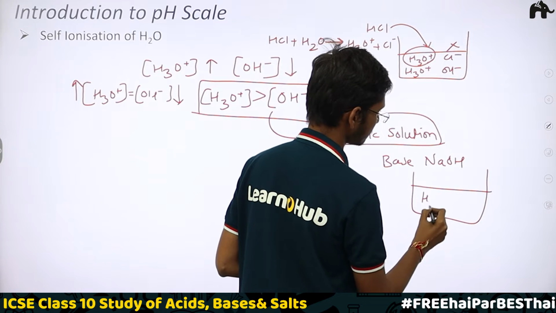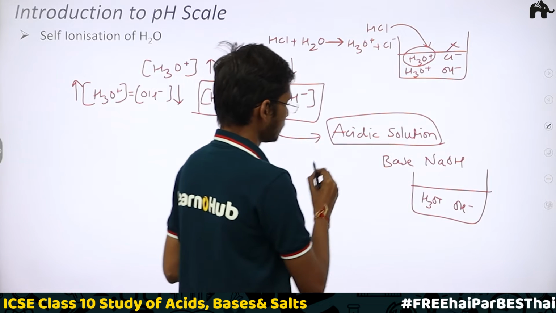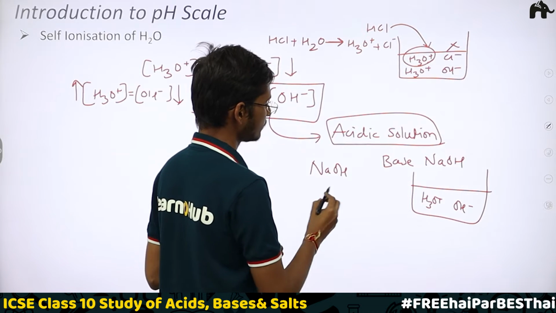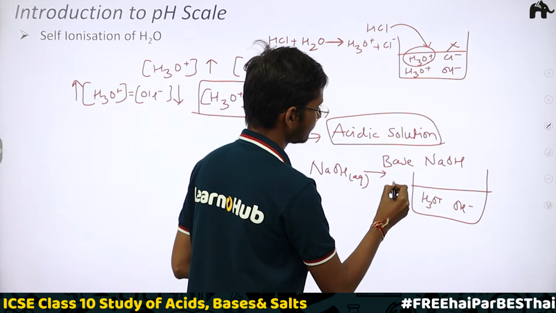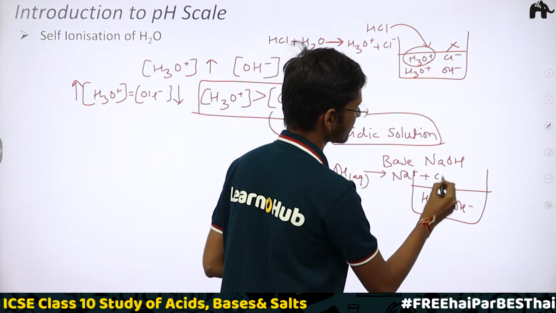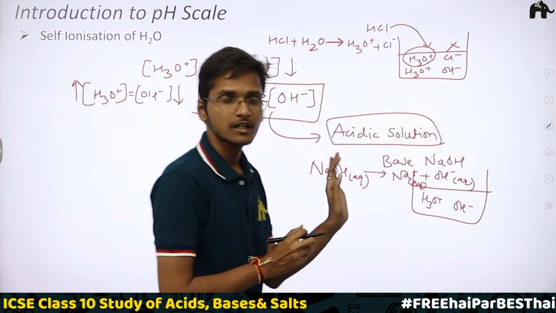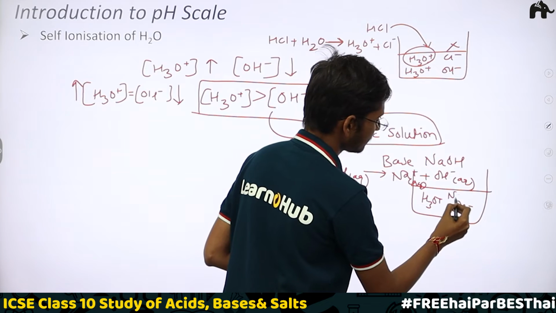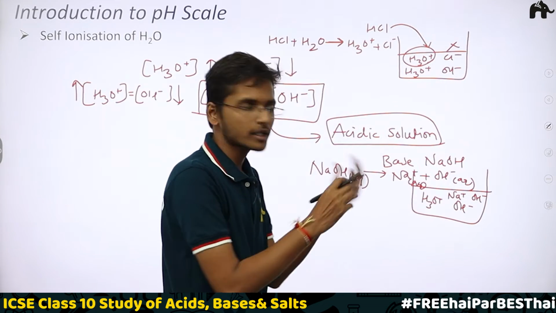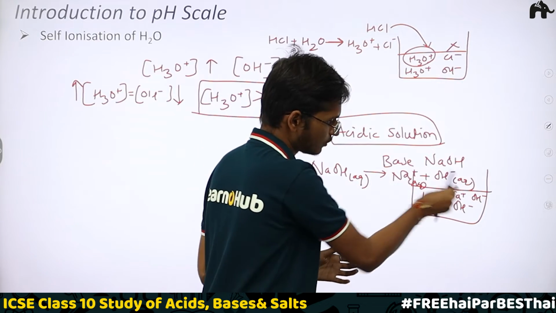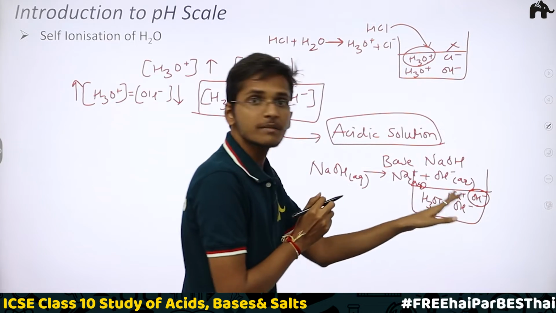Now what would happen? Already there are hydronium ions and hydroxyl ions. The same story. Our base NaOH would dissociate again into Na plus and OH minus ions. We already know this, we have studied this. Here the Na plus and OH minus ions are getting formed. Now forget about Na plus, we can ignore this. Just concentrate on these OH minus ions which are getting formed.